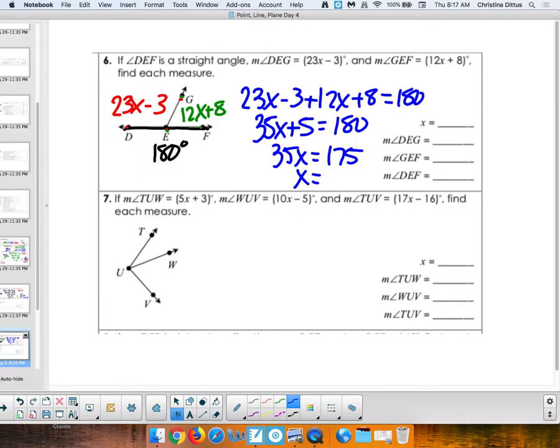You got 5. Should be 5. 175 divided by 35. Oh yeah, you're right. DEG, what color? Red. What do I do with my 5? Plug it in. 23 times 5 minus 3. How much? 115. Close. 112. There you go.